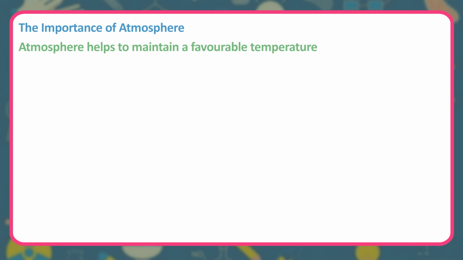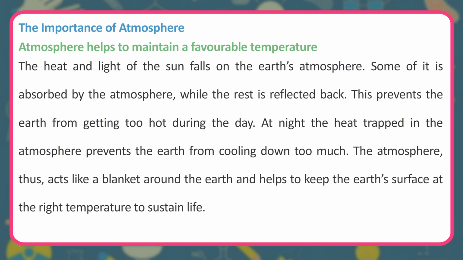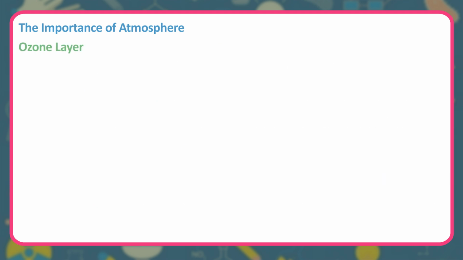Atmosphere helps to maintain a favorable temperature. The heat and light of the sun falls on the Earth's atmosphere. Some of it is absorbed by the atmosphere, while the rest is reflected back. This prevents the Earth from getting too hot during the day. At night, the heat trapped in the atmosphere prevents the Earth from cooling down too much. The atmosphere, thus, acts like a blanket around the Earth and helps to keep the Earth's surface at the right temperature to sustain life.